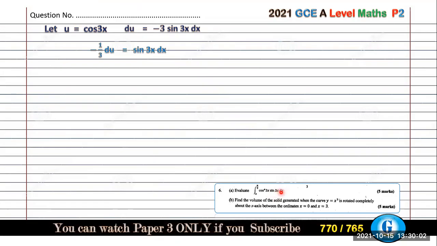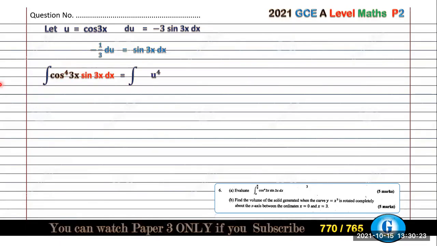So we can make sine 3x dx the subject, and sine 3x dx will be equal to minus 1 on 3 du. Now we equally know that cos 3x, all of that to the power 4, will be equal to u to the power 4. So this integral, cos 3x to the power 4 sine 3x dx, will be equal to the integral of u to the power 4, and sine 3x dx, as we already know, is minus 1 over 3 du. So this gives us u to the power 4 du times minus 1 over 3. You can put the minus 1 over 3 outside the integral sign, okay?